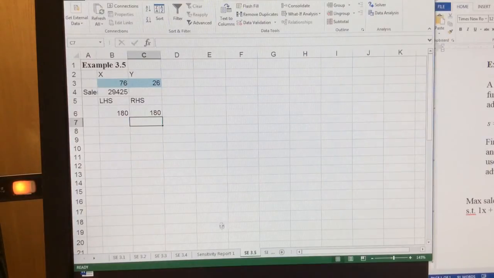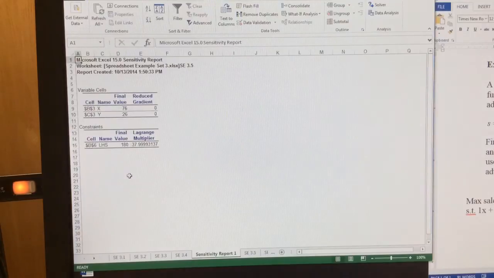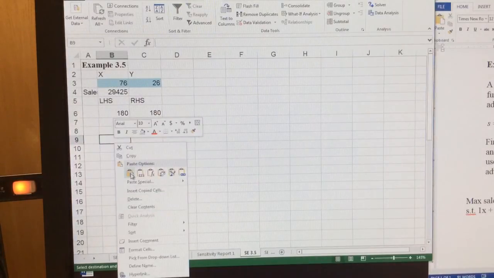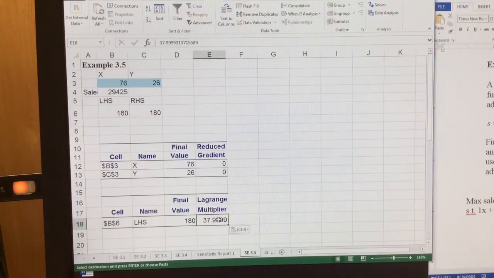So we still get our answer, but it creates this new tab called Sensitivity Report. We open that up, and I'm just going to copy and paste this over right here. What I'll notice is it gives me my Lagrange multiplier, which is equal to about 38. What that tells me is that if I increase my right-hand side constraint by 1 unit, my sales will increase by 38 units. Well, let's see if that's true. Right now I have sales of 29,425. If I add 38 units to that, I should get sales of 29,463.